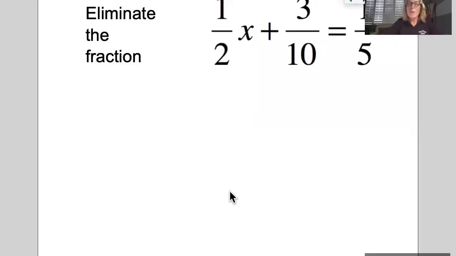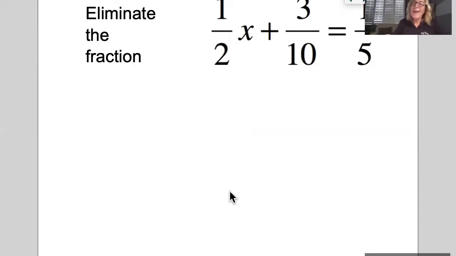This first equation involves a fraction coefficient and fractions as constants. So one method that always works is to eliminate the fraction. And in this case, it's a fairly simple one to do that with because you might notice that 2 and 5 are factors of 10. And so we could find that least common denominator, which would be 10.